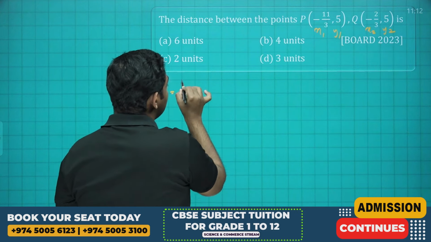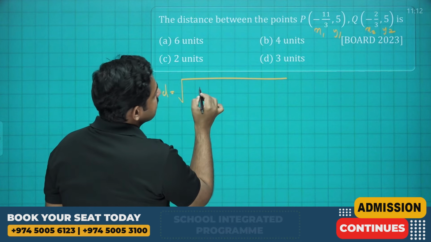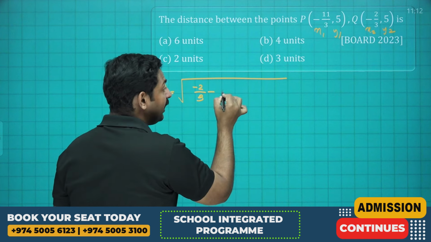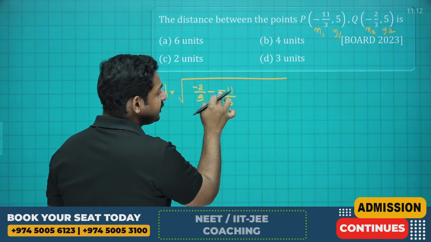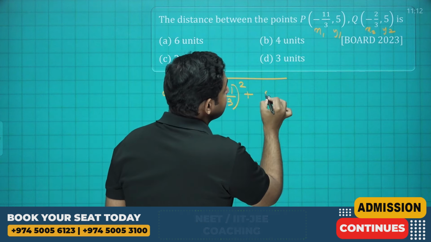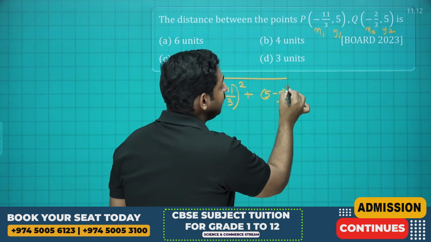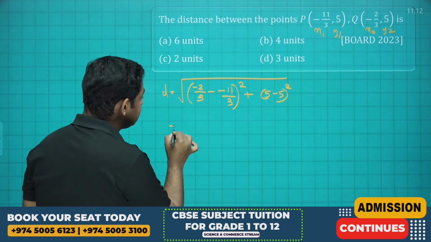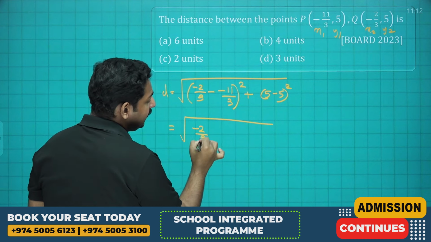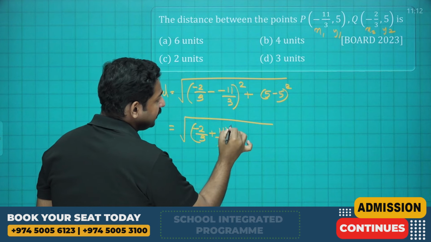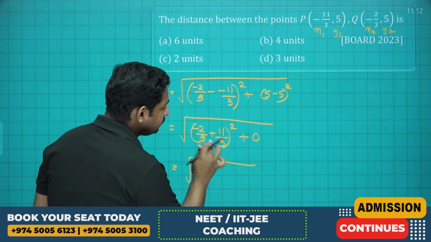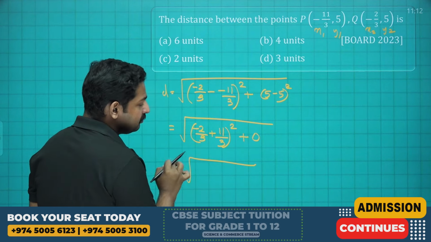Distance d is equal to root of x2 minus x1, which is minus 2 by 3 minus minus 11 by 3. We know that minus and minus becomes plus. Then y2 minus y1 is 5 minus 5, the whole square, which becomes 0. So on the next step, d is root of (minus 2 by 3 plus 11 by 3)^2 plus 0, since 5 minus 5 is 0.